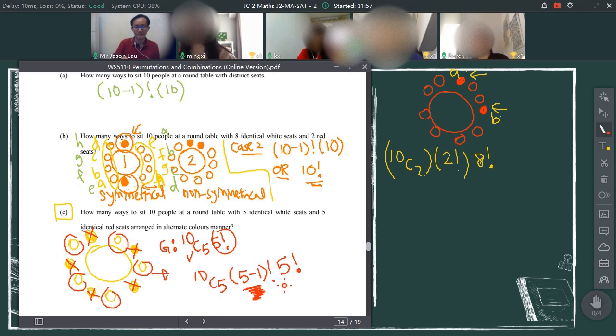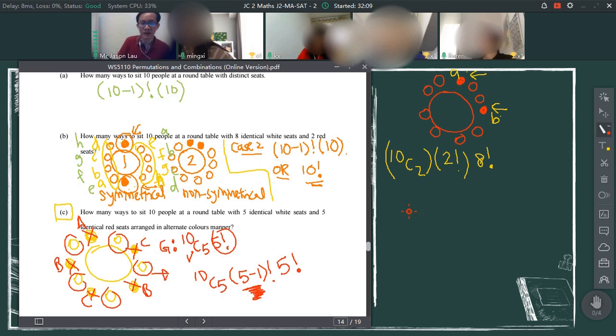Then wait, how come there's no rotational symmetry? Aren't they in a mini circle also? But this mini circle has been broken up by the different people occupying those seats. So it's distinct. They'll become like numbered seats because of the reference to the people seated. So it all depends on the scenario. Some of the identical seats may become distinct later on, depending on what you are doing with them.